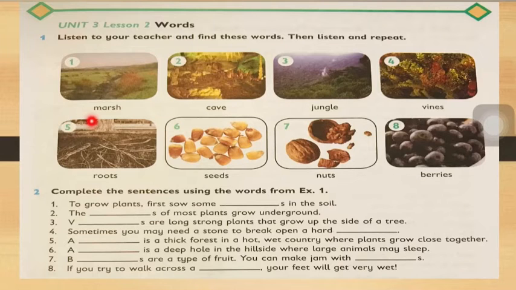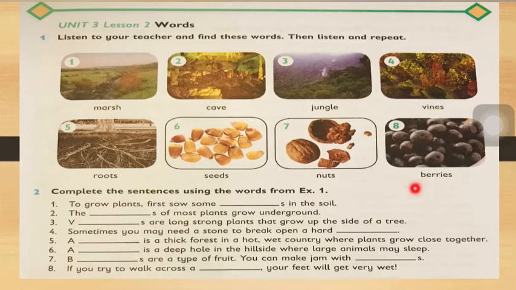Let's read again and repeat after me. You have to listen, read and repeat after me all these words. Number 1, marsh. Number 2, cave. Number 3, jungle. Number 4, vines. Number 5, roots. Number 6, seeds. Number 7, nuts. And number 8, berries.